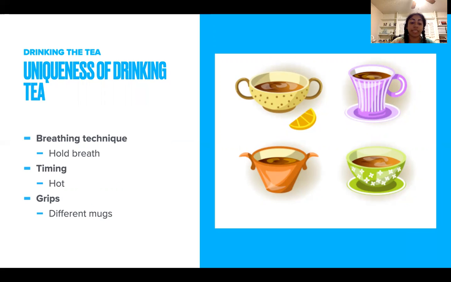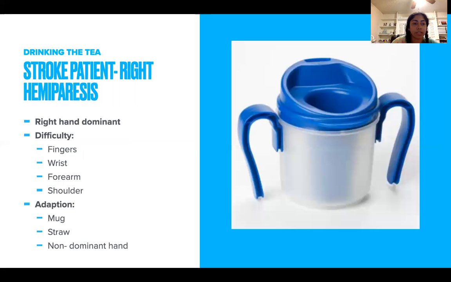Timing when drinking tea is very important because you want to make sure that it's the right temperature to be sipped on. If it's too hot, then you may burn your mouth, and if it's too cold, then it doesn't give you that same relaxed, soothing feeling. Lastly, depending on the type of mug, there can be various ways to hold it. Different grips, such as pad to pad and handle grips, can be used to hold the mug and enjoy the tea.